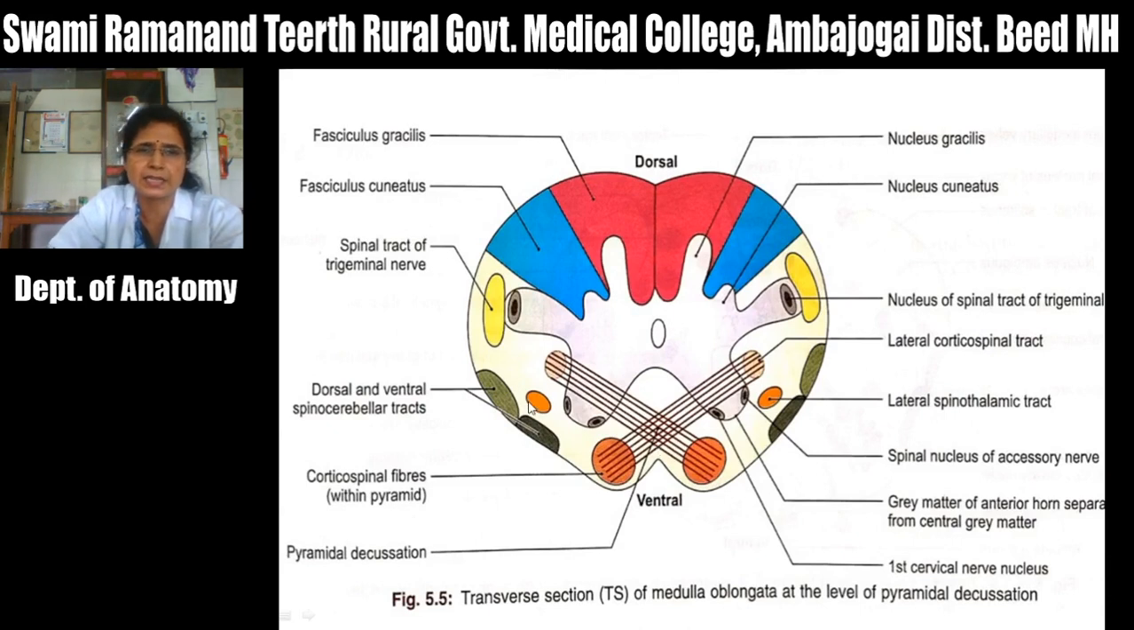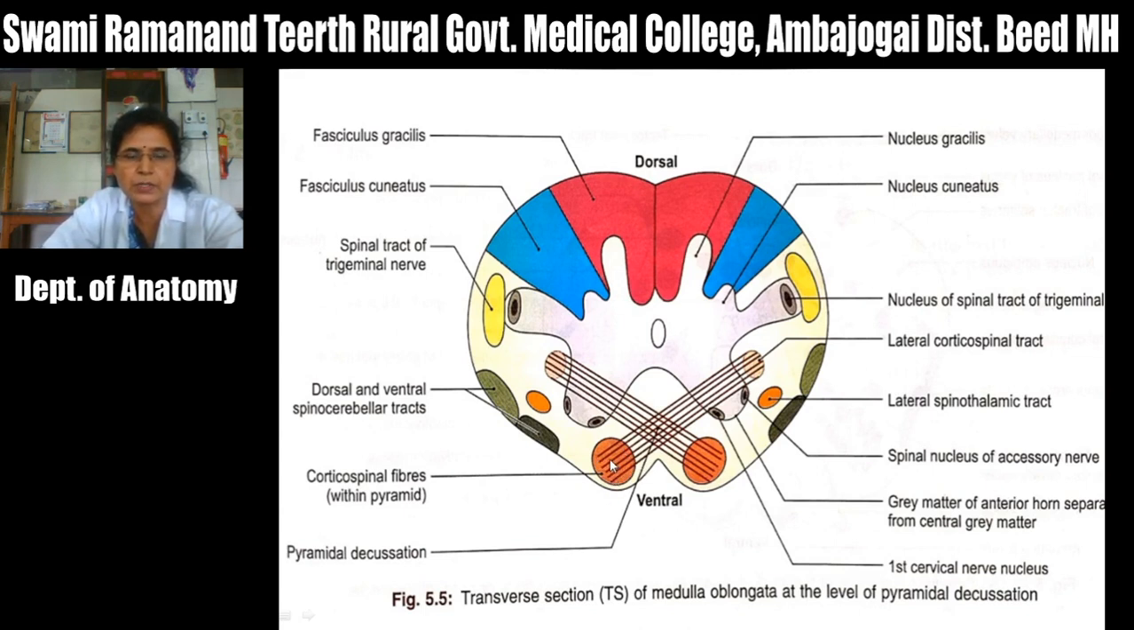So this is the transverse section of the medulla at the level of pyramidal decussation. This transverse section has the shape and size of the spinal cord. That means there is a central canal and all the funiculi. The most striking feature present at this level is the decussation of the pyramidal fibers. So anteriorly there are the pyramids, that is the corticospinal fibers.